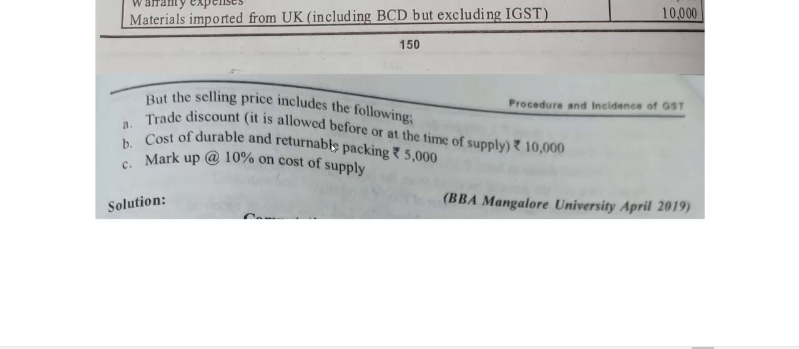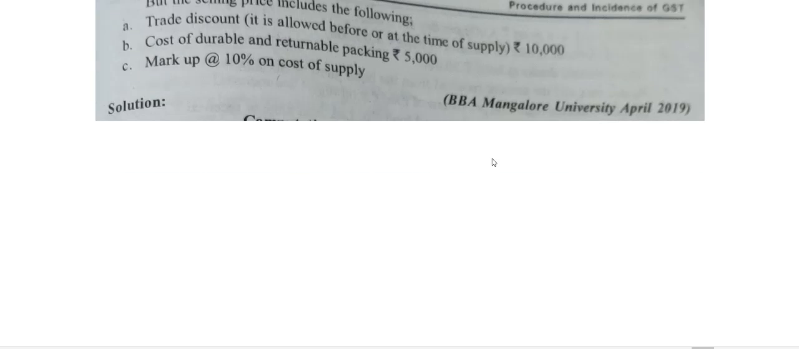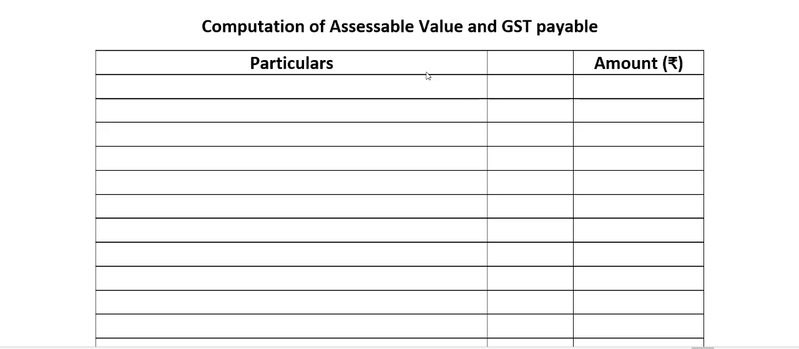Cost of durable and returnable packing 5,000, and then markup at 10% on cost of supply. Markup is nothing but the margin, the profit margin that the supplier is looking for. It is 10%. So let's solve this first, then we will find out the transaction value and then go for computation of GST payable. So solution, first we will be finding out assessable value. Likewise, later we will go for GST payable.